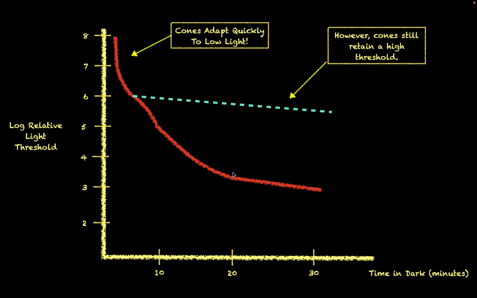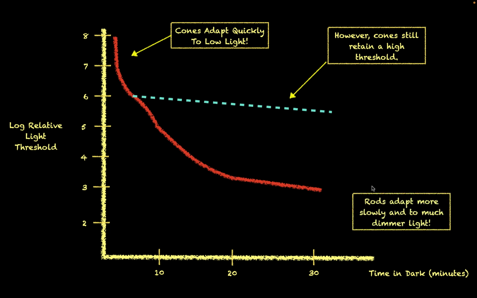The second portion of the response is going to be due to the rods. So the rods are going to adapt more slowly. However, they can respond to much dimmer light because their threshold just gets so low.